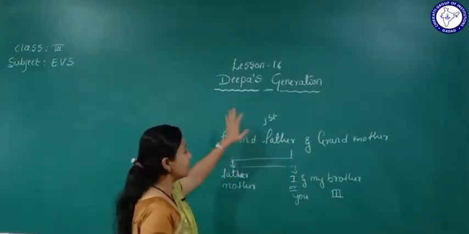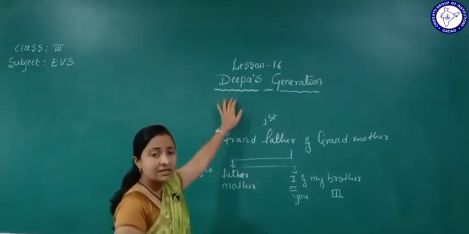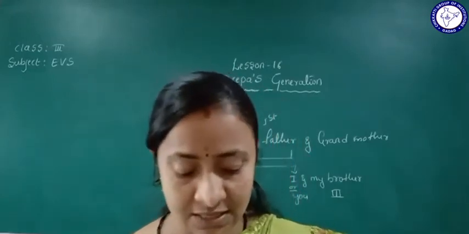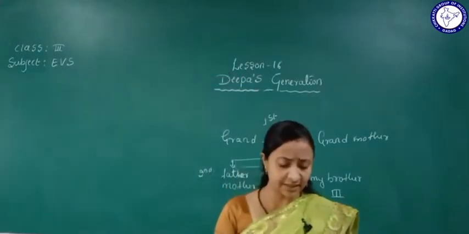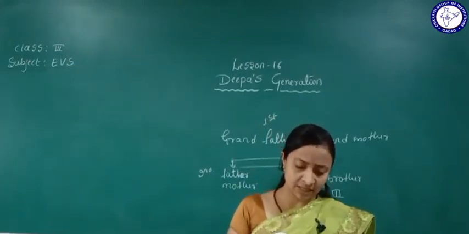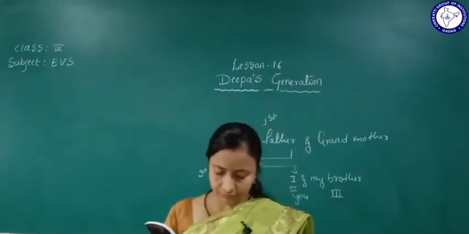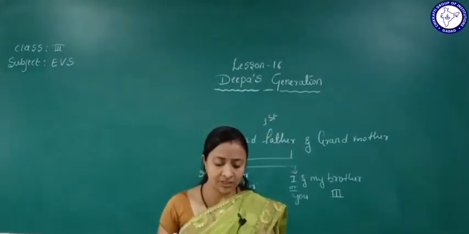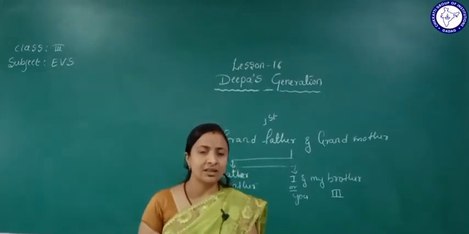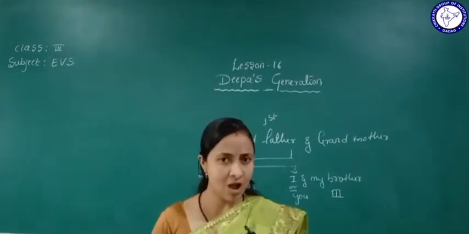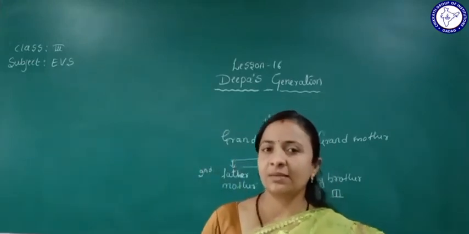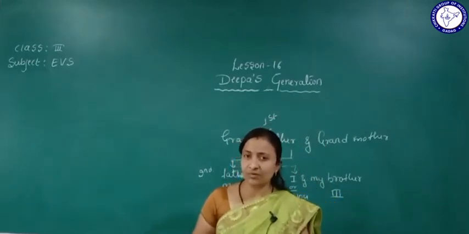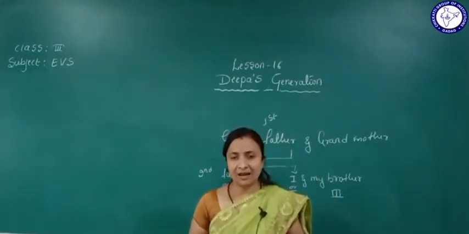So we will study this as Deepa's generation. How many members are there in Deepa's family? See here, it is given here. Raju and Deepa came to their grandparents' house. Where did they go? They went to their grandparents' house. So during the summer vacation, when they went, you are also going in the summer vacation to your grandfather's house.